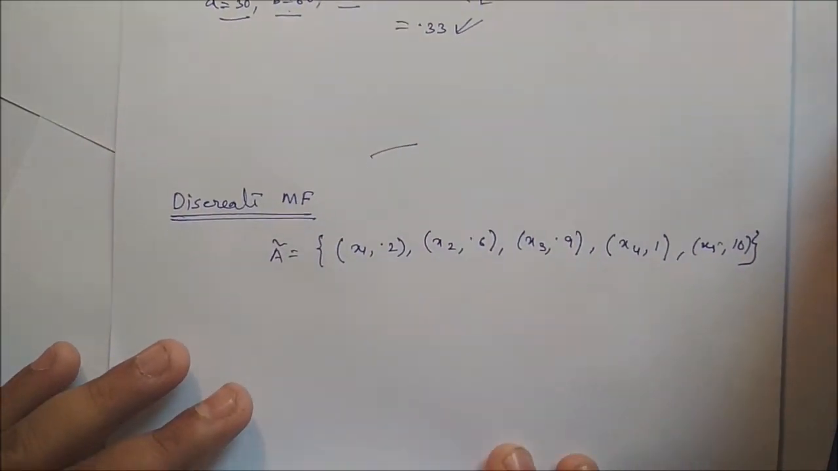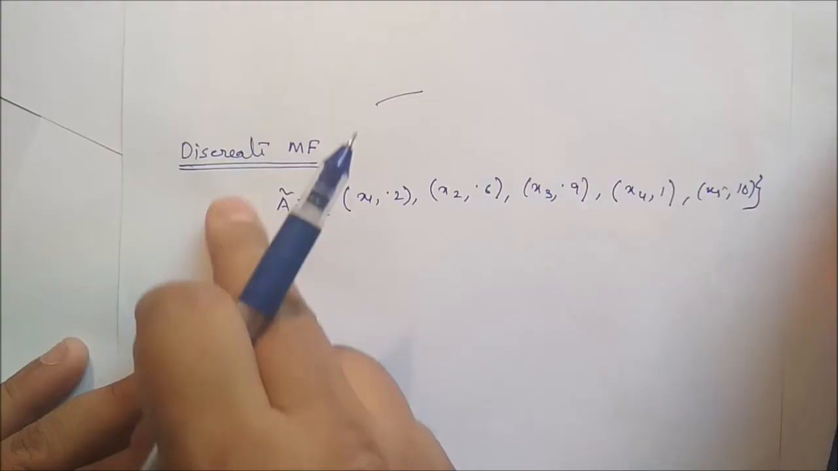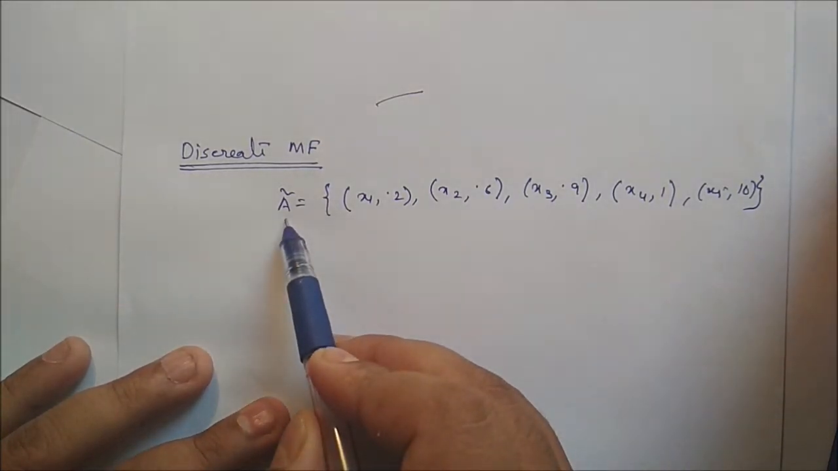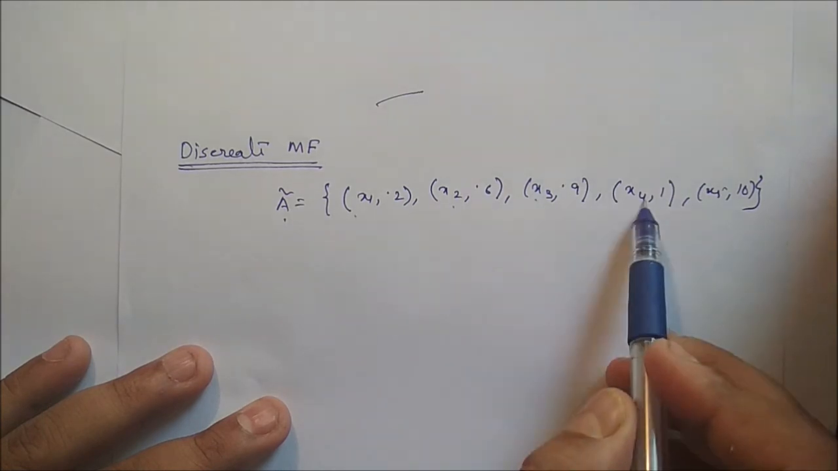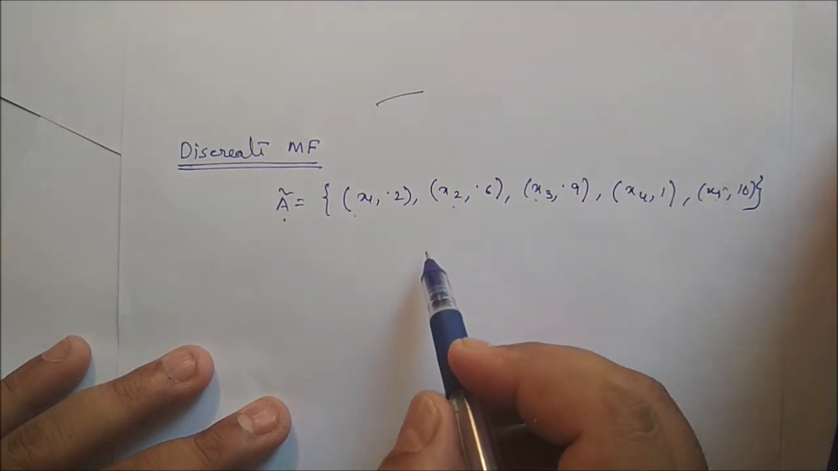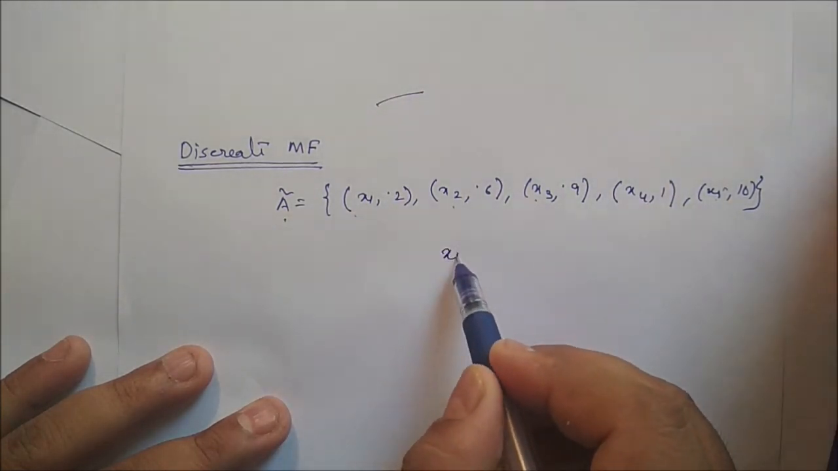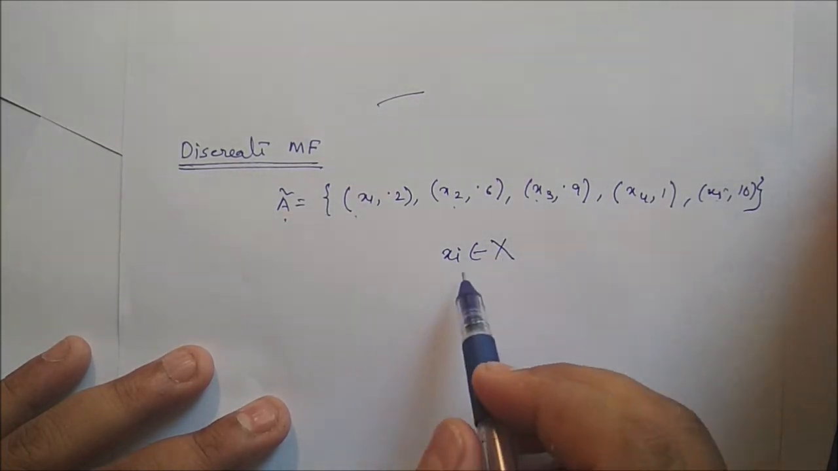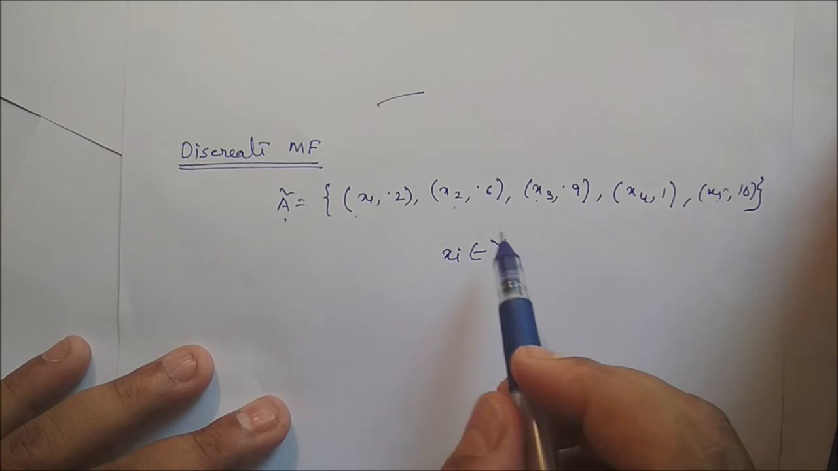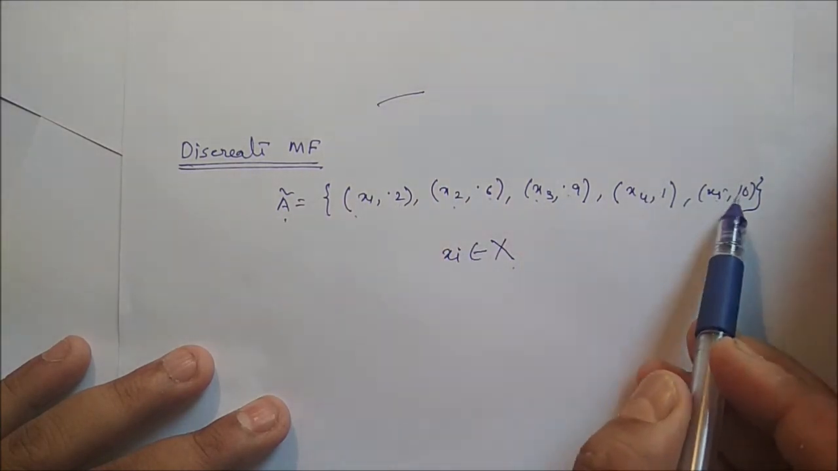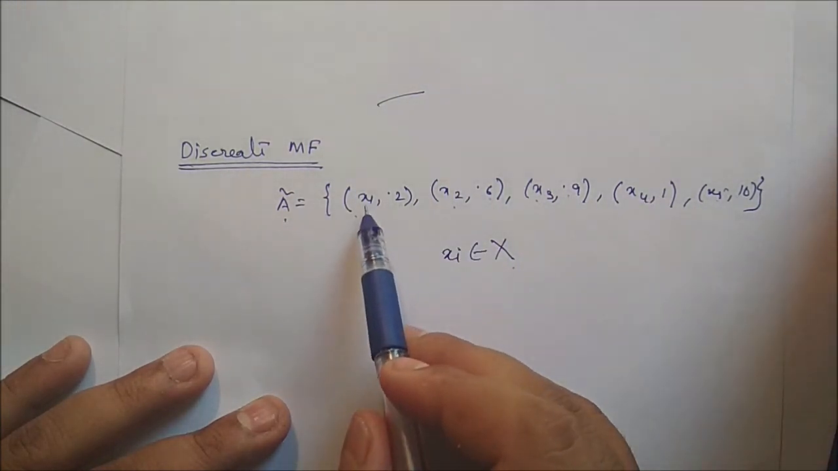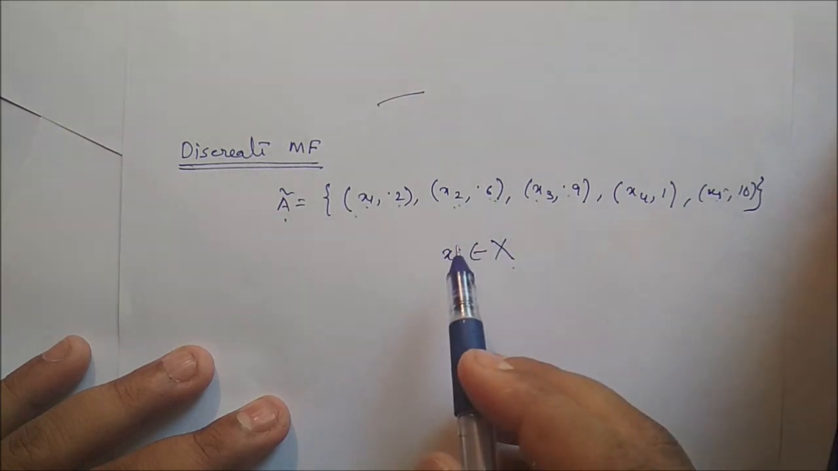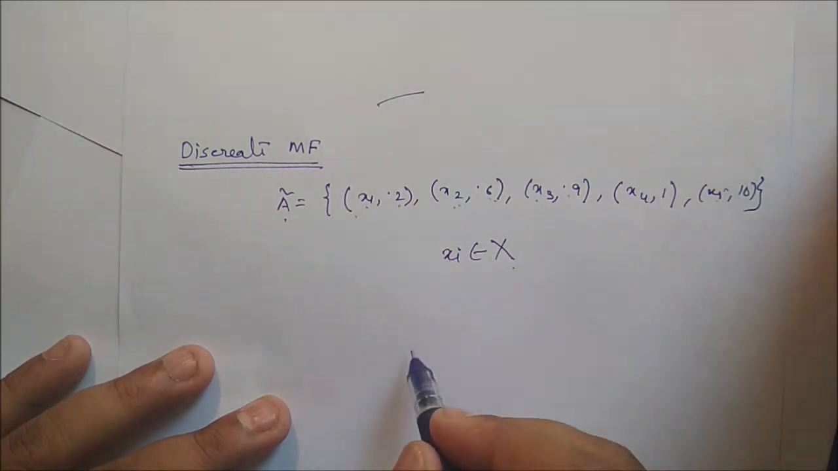So last but not the least, we may represent the discrete membership function this way. A is a fuzzy set, x1, x2, x3, x4, x5, these are the generic variables, where xi belongs to capital X. Capital X is nothing but the universe of discourse, and these are the associated membership values which are given. So the membership value of x1 is 0.2, membership value of x2 is 0.6, and so on. And that is the end of this particular video.